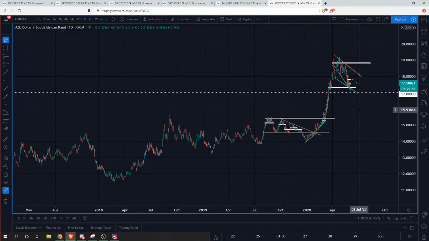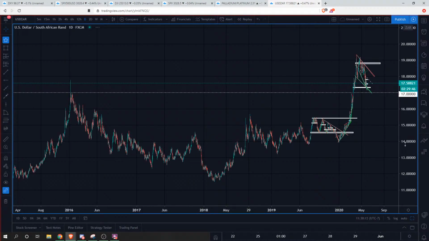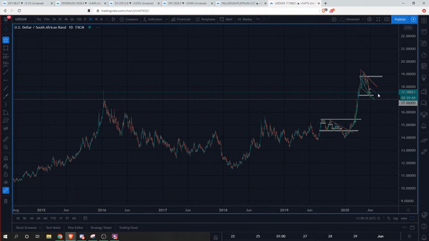My bias is going to be long, so I'm going to patiently wait until we do have an opportunity where we could capture some good risk reward situation. So that's going to be my viewpoint, but in terms of the large time frame, it does look extremely bullish.